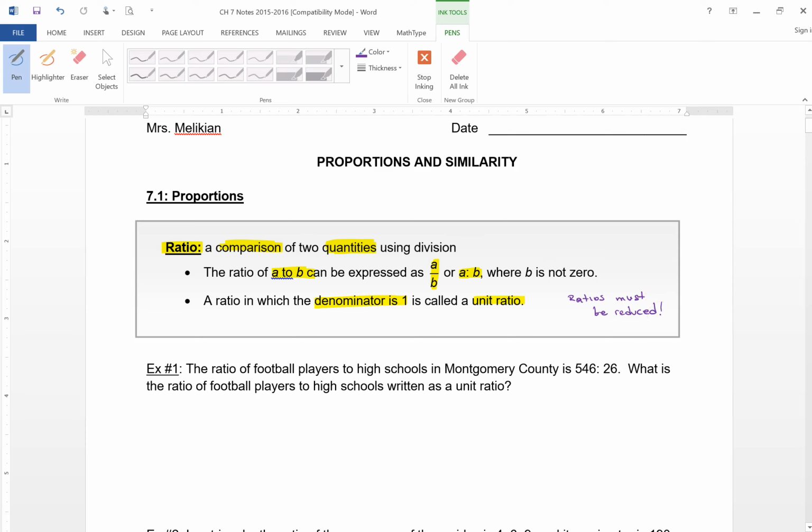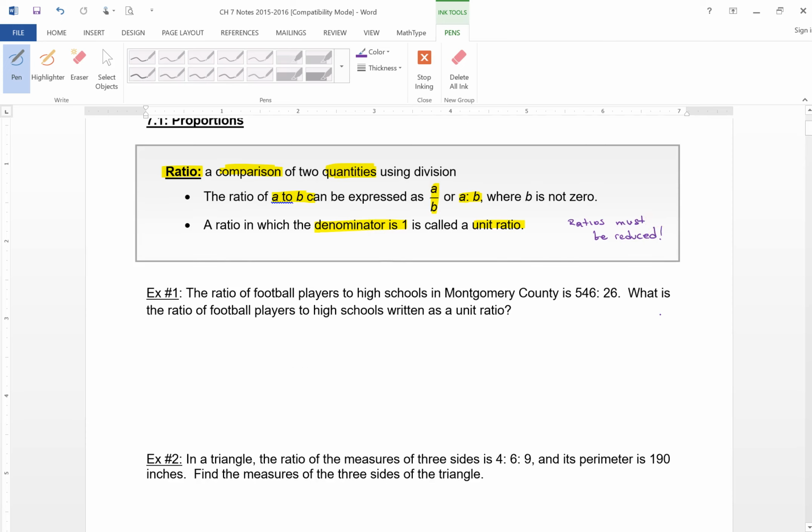All right. Now here, it says the ratio of football players to high schools in Montgomery County is 546 to 26. So that's the ratio of football players to high schools, right? And the ratio is given in the same order as is expressed in words. So if football players is first, that means that first number is players, and the second number is schools.